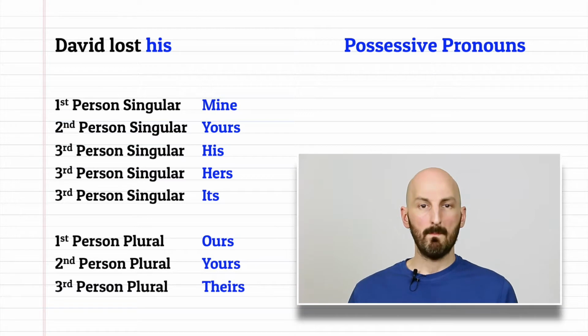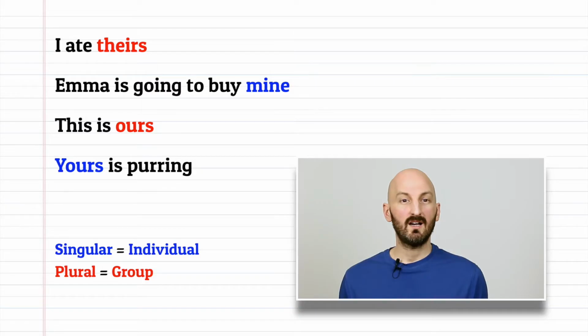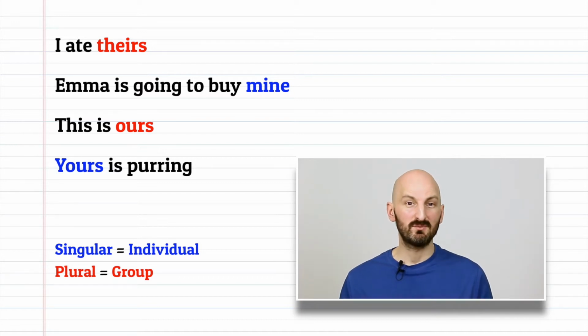So first person, mine, ours. Second person, yours, yours. Third person, his, hers, its, theirs. And once again, try to think of pronouns as individuals and groups, singular and plural. Other simple examples of possessive pronouns are I ate theirs, Emma is going to buy mine, this is ours, yours is purring. Compare these short sentences to the possessive adjectives we saw earlier and you'll notice the difference straight away. Make sure you get comfortable with it.